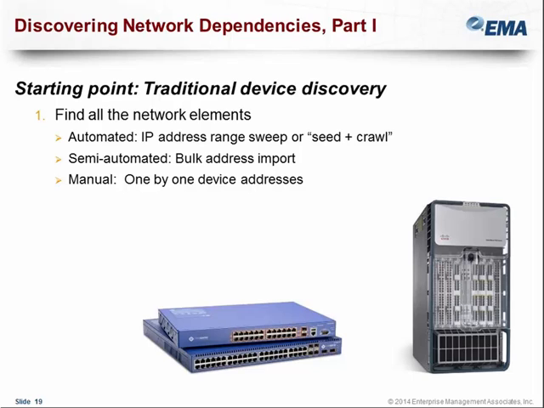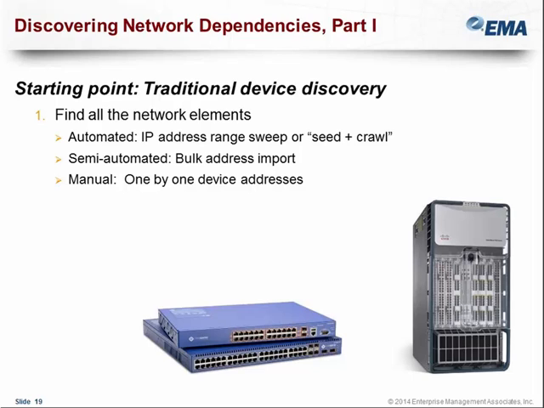Oftentimes this starts with using ping as just trying to find out whether or not there is anything out there to respond on a particular IP address. And then that's followed up with SNMP or WMI to try to figure out what it is that's responding and understand what type of element that is. Big range sweeps can make sense for initial setup, but they can make sense for other reasons too that we're going to talk about.